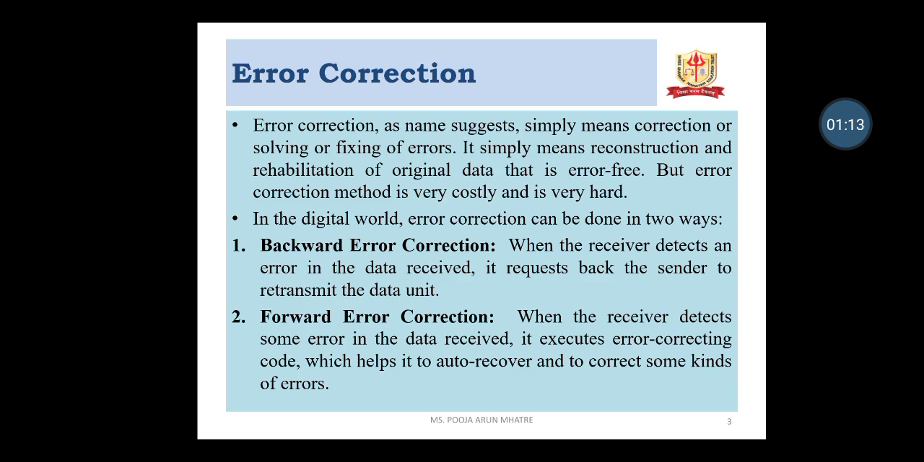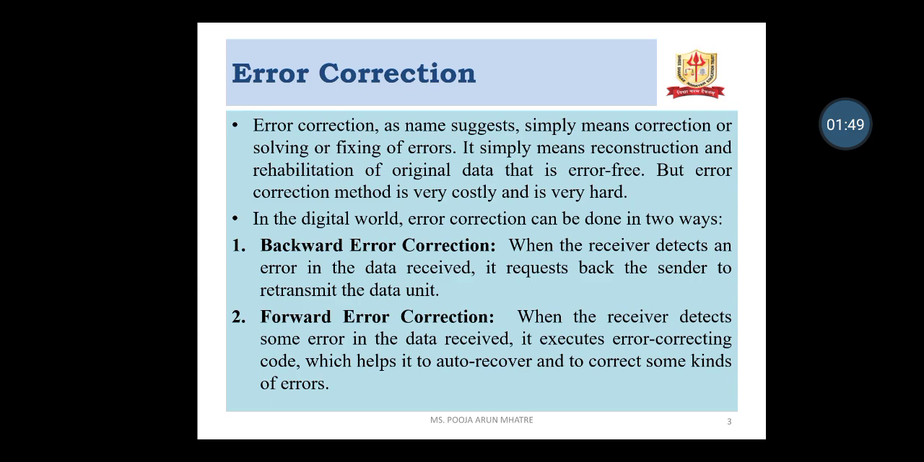So error correction means we have to reconstruct the original data so that it can be error free. For that we use two methods, backward error correction and forward error correction. First we will see what is backward error correction. When the receiver detects an error in the data received, it requests the sender to retransmit the data. This is called backward error correction.